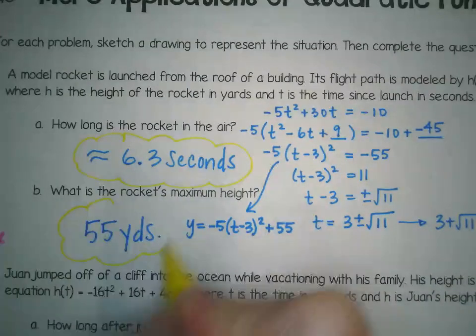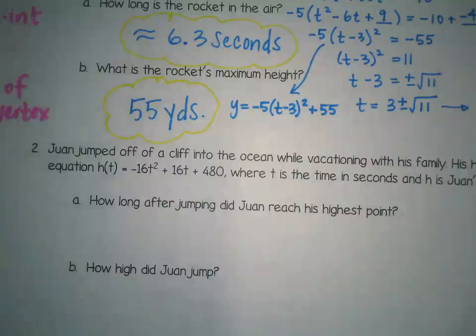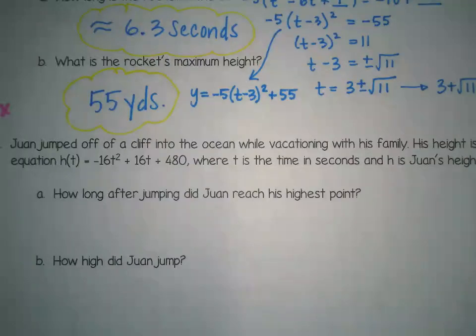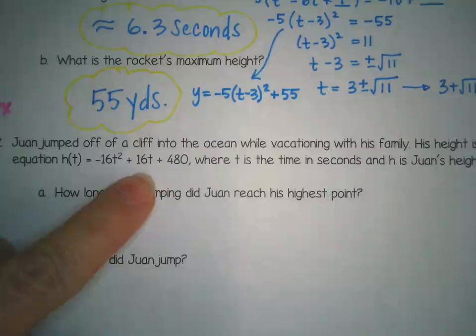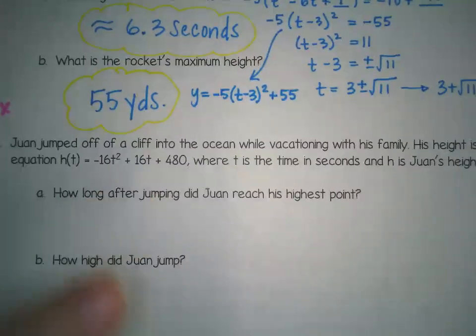All right, moving on. Next problem. All right, number 2. Juan jumped off a cliff into the ocean while vacationing with his family. His height is modeled by this equation. So this equation right here is going to give us the path of his jump. t is in seconds and the height is in feet.